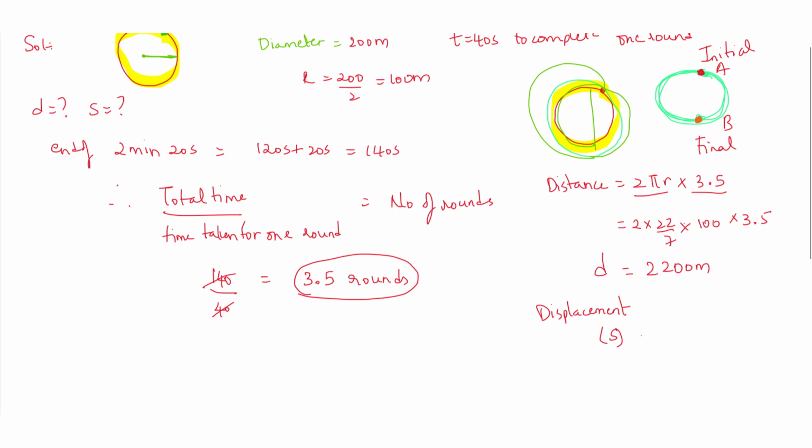Whereas displacement S will be, we know that displacement is the shortest path, so he will come from position A to position B. The athlete will directly come from A to B. That is nothing but our diameter. Hence AB is nothing but diameter. Because the diameter is given as 200 meters, the displacement is 200 meter. So distance is 2200 meter and the displacement is 200 meter.